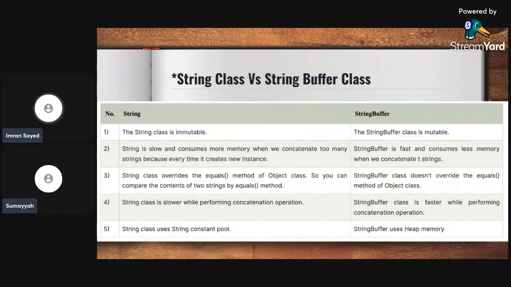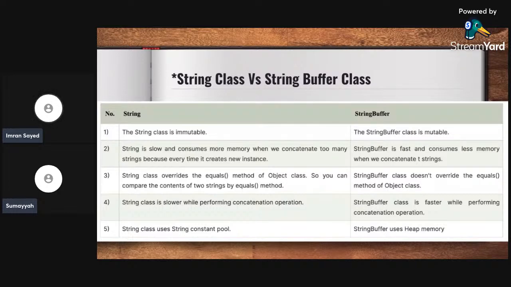Okay, so recap once again. String class is immutable. String buffer class or string builder class are mutable. String is slow and consumes more memory. String buffer is fast and consumes less memory. The reason is that the string class creates a new instance every time we concatenate too many strings, while string buffer doesn't do that. Then string class uses the string constant pool and string buffer uses heap memory.